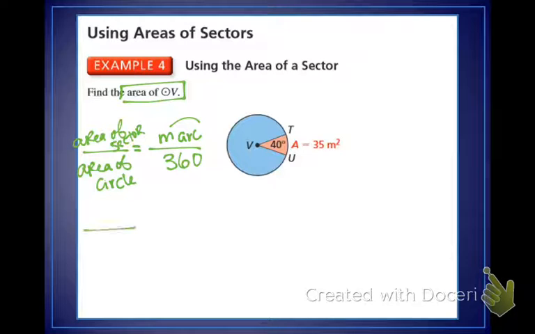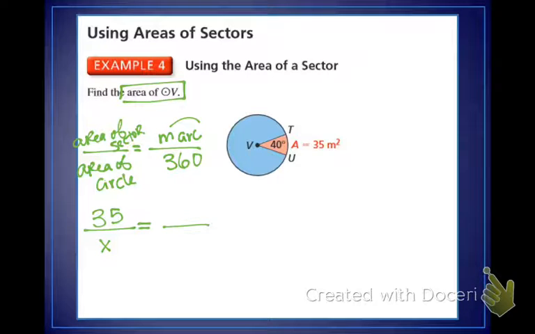Same formula. What is the area of the sector? 35. You can tell because it says meters squared, and it also says A equals. A says area. Do you know the area of the whole circle? No. Do we know the radius? No. We got nothing going for us. So you can write X, because we don't know it. All right, and it equals the measure of the arc.